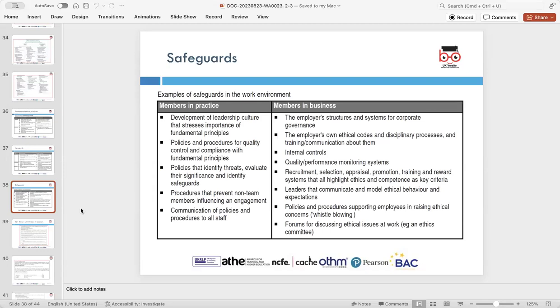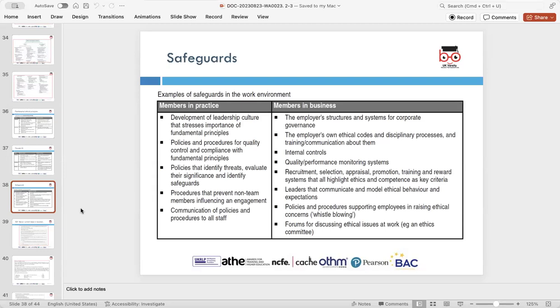So for our members in business, the employer's structures and systems for corporate governance, the employer's own ethical codes and disciplinary processes and training and communications about them. Internal control, quality and performance monitoring systems, recruitment, selection, appraisal, promotion, training, and reward.